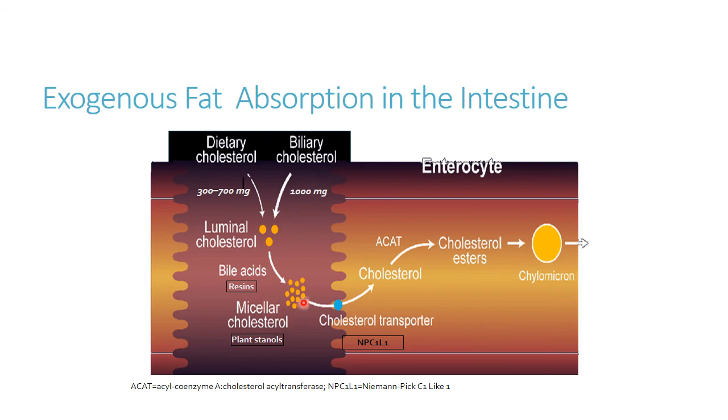You start to break these down into micellar cholesterol, and eventually it will get turned into what we call chylomicrons. The cholesterol gets turned into the ester form. We'll show you some pictures of that in a second. But basically, you're able to absorb these much more easily as they get broken down into smaller and smaller molecules, and the bile salts are really important for that.